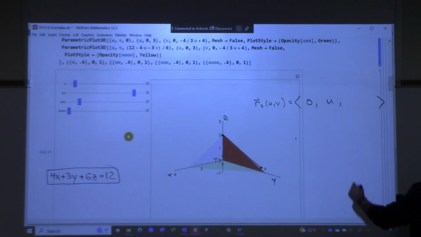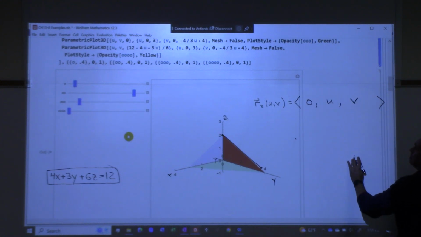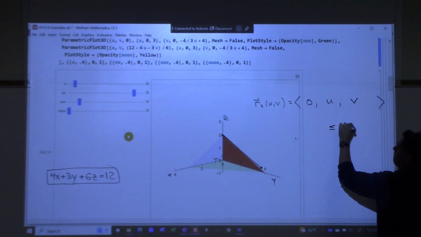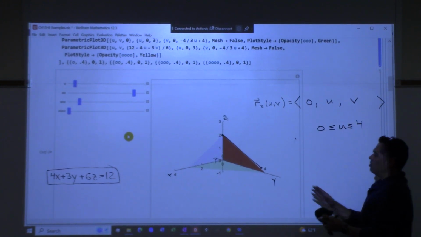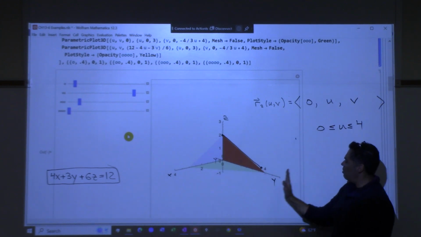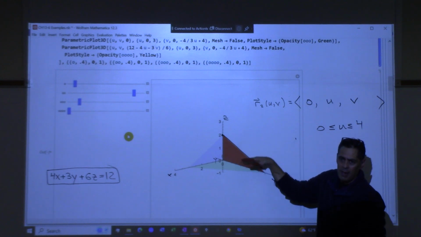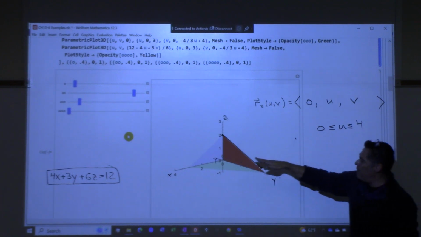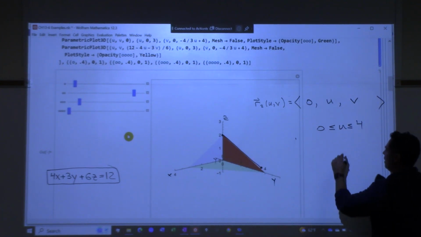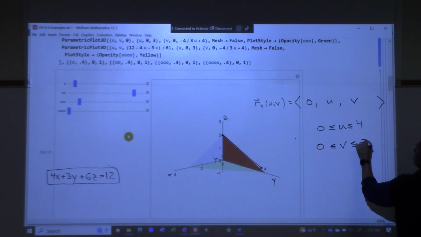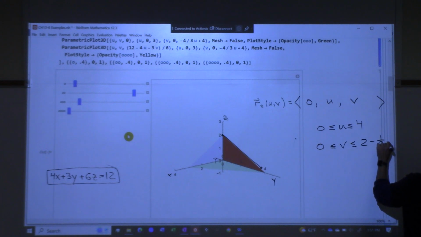What's my restriction on u? 0 to 4. So that's going to control this. The u is controlling the y, 0 to 4. And I want my z to be here, which is v, but I need to bound that v. Go ahead, Greg. Between 0 and 2 minus 1/2 u. Where are you getting this from?